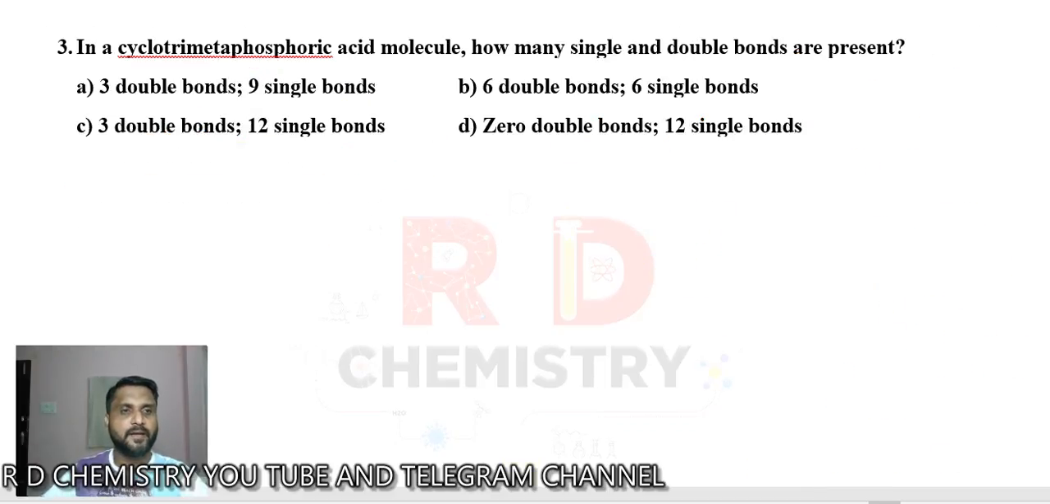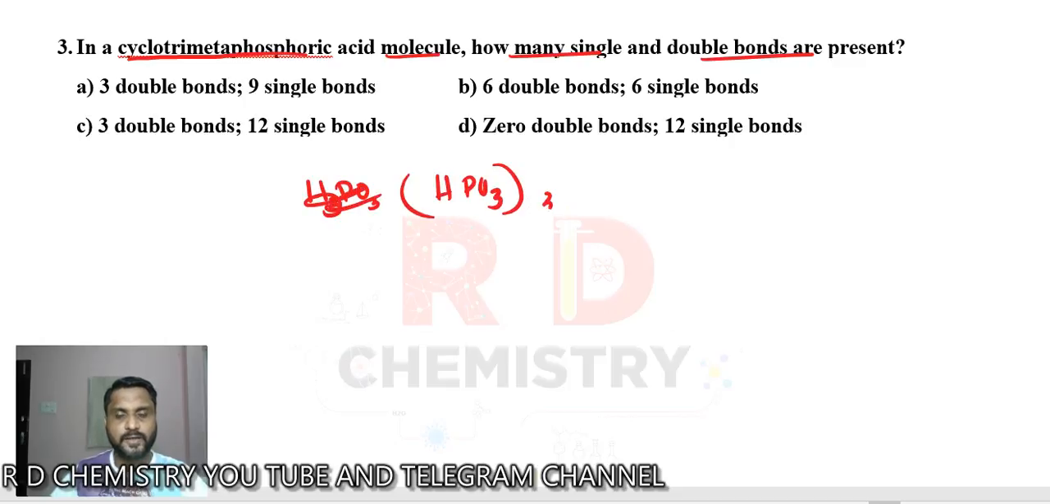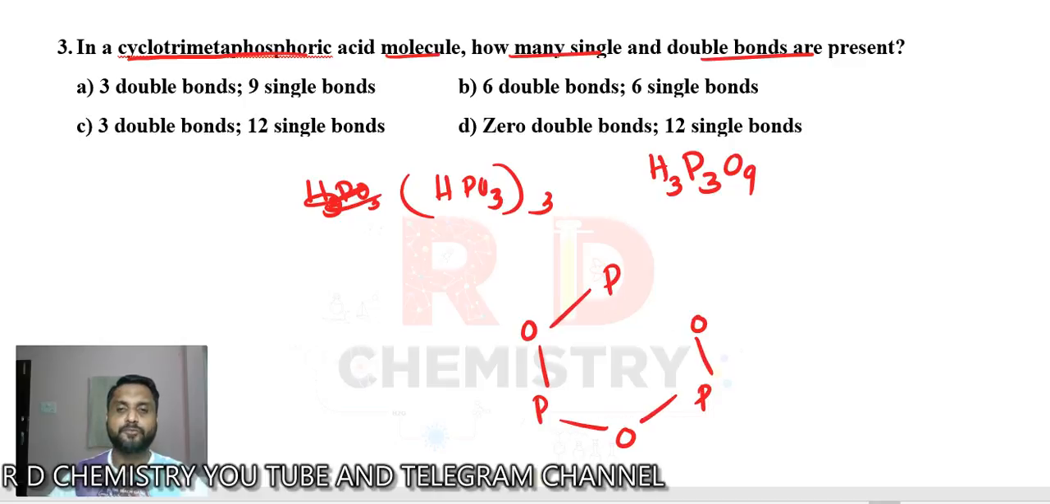Question number 3. In a cyclotrimetaphosphoric acid molecule, how many single and double bonds are present? If I write the formula for cyclotrimetaphosphoric acid, it is HPO3 thrice, so it is H3P3O9. It has a cyclic structure: phosphorus, oxygen, phosphorus, oxygen, phosphorus, oxygen. So phosphorus and oxygen are present alternately, right?